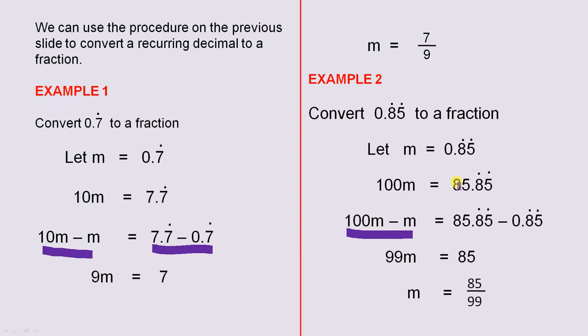85.85, where the 8 and the 5 recurring, minus that gives us there. There it is there. Simplify that to give us 99m. Simplify that to give us 85. Therefore m equals 85 over 99. Therefore that recurring decimal is actually 85 over 99.